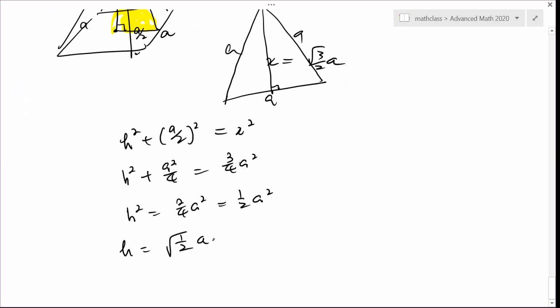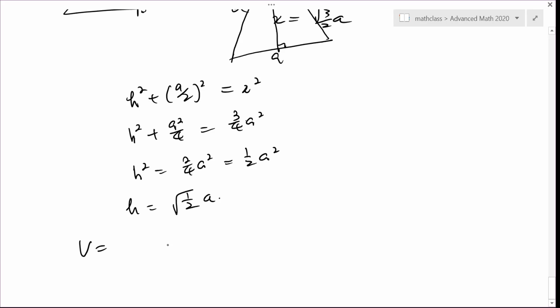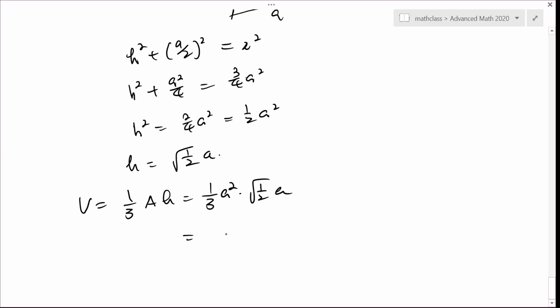Okay, so this is h. Then the volume is going to be 1/3 the base area times h. The base area is a squared. h is going to be square root. You can simplify a little bit, and it's going to be square root 2 over 2 a cube. Okay, so that's the answer.